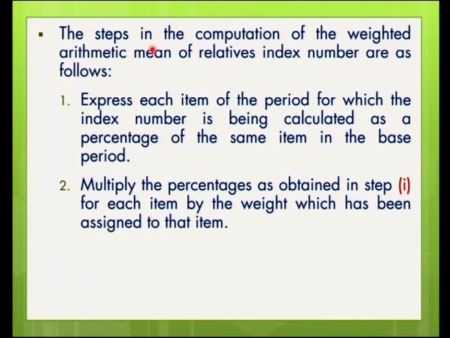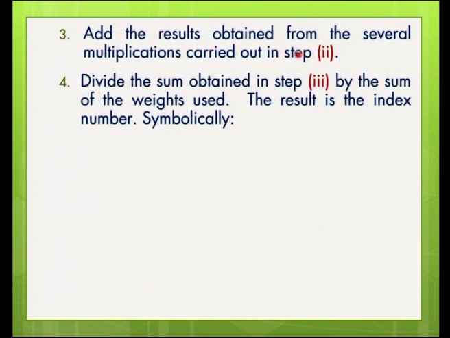So, the steps in the computation of the weighted arithmetic mean of relatives index numbers are as follows. Express each item of the period for which the index number is being calculated as the percentage of the same item in the base period. So, it has to be represented as a percentage. Then multiply the percentage obtained in step 1 for each item by the weight which has been assigned to that item. Weight has to be mentioned. Then add the results obtained from the several multiplications carried out in step 2. Just add the particular column so that we get a column total. Divide the sum obtained in step 3 by the sum of the weights used. It is almost like taking the average. The result is the index number.